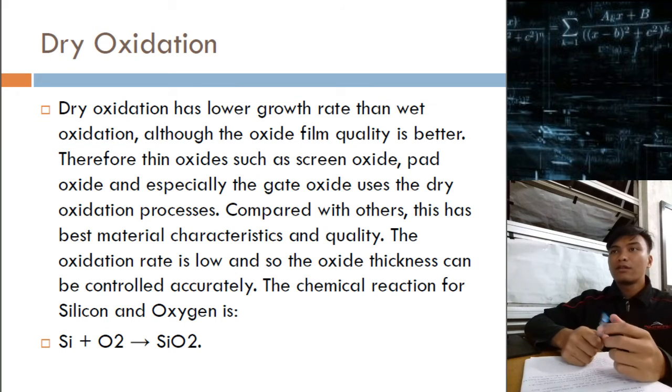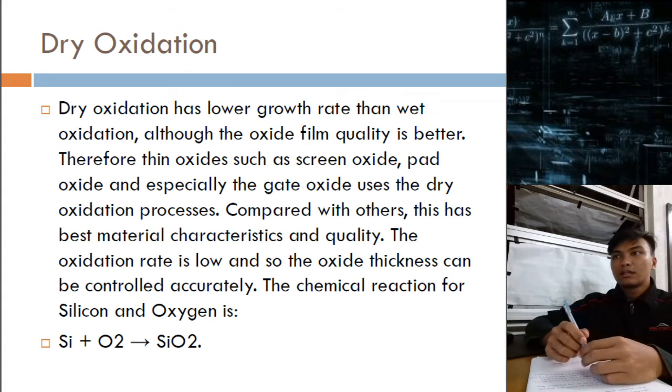Now we continue with dry oxidation. Dry oxidation has a lower growth rate than wet oxidation, although the oxide film quality is better. Therefore, oxides such as gate oxide, pad oxide, and especially the gate oxide use the dry oxidation process.